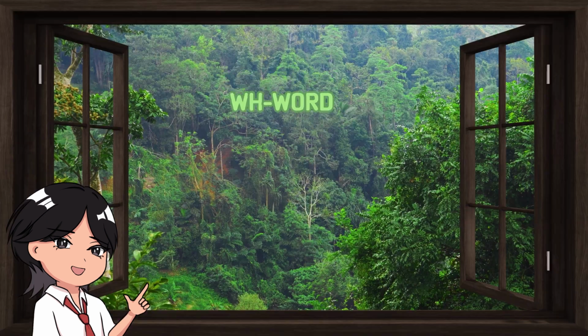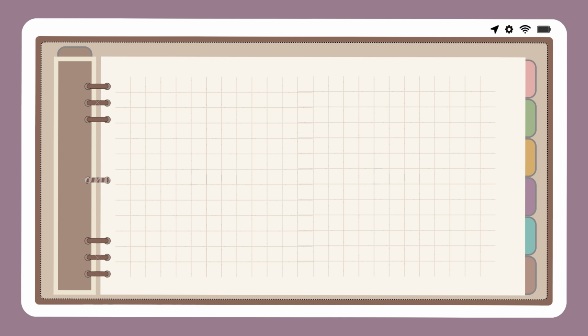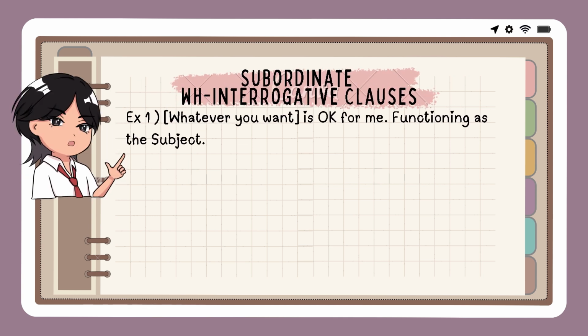Next, in the external structure, WH interrogative clauses can also function as subject, object, and complement as well. For example, whatever you want is okay for me. Whatever you want, functioning as the subject in this sentence.